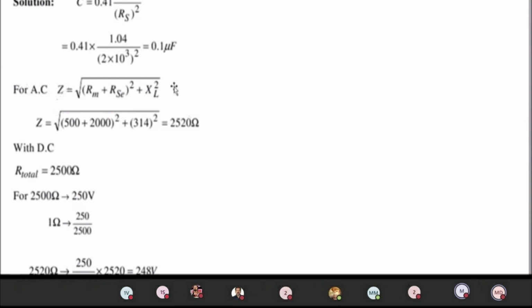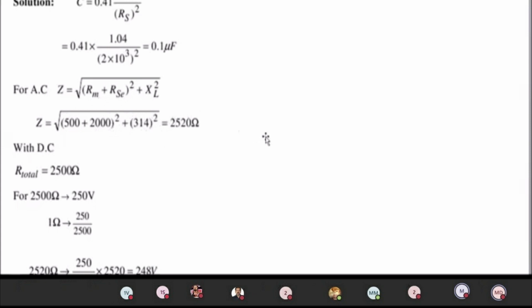You can see the formula on the screen. Just note down the pointer where I am showing. For AC, impedance is equal to root of Rm plus Rsc the whole square plus XL square. You have two resistances, one is meter resistance and the other series resistance, that is the total resistance squared. XL stands for inductive reactance. Substitute the values. How we have got XL is equal to 314.